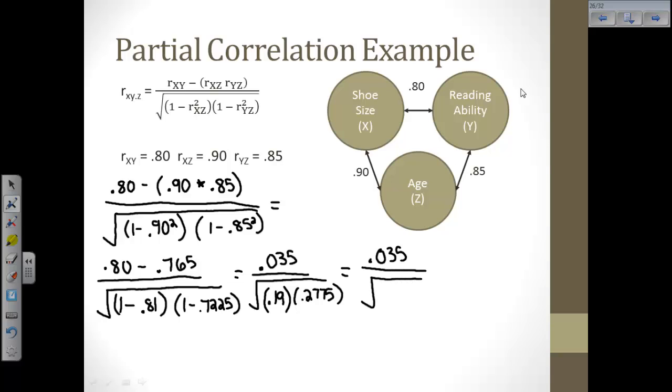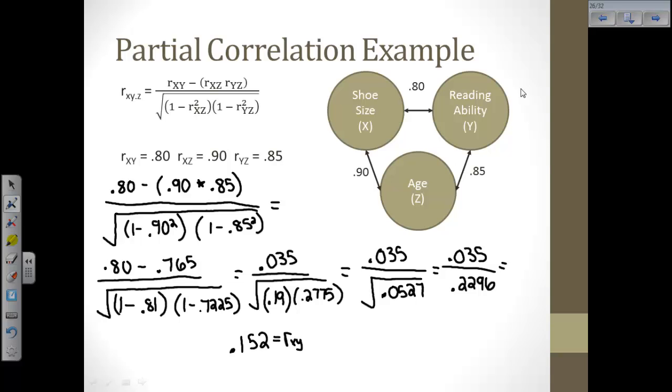0.19 times 0.2775 gives you 0.0527. Don't forget your square root. So 0.035 divided by the square root of 0.0527 is 0.2296. And your final value for your partial correlation is 0.152.